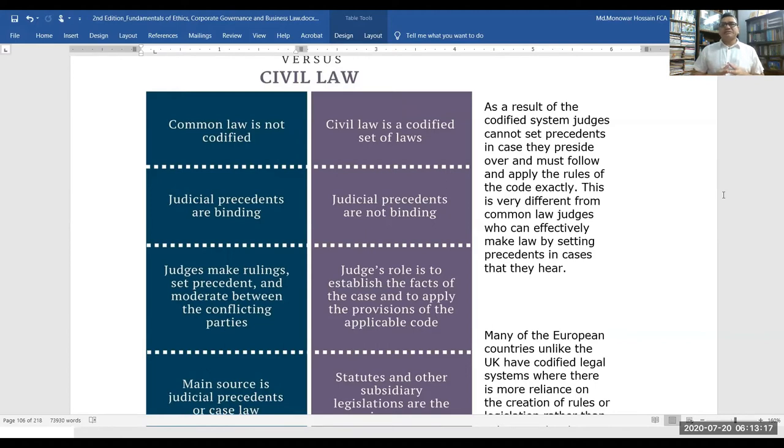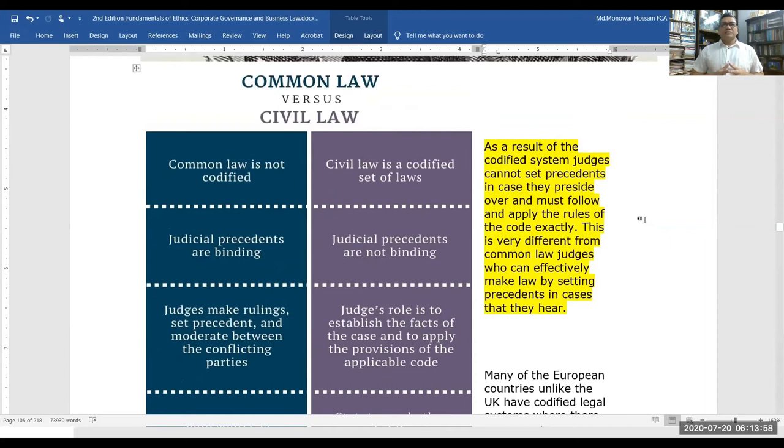As a result of the codified system, judges cannot set precedent in the cases they preside over. They must follow and apply the rules of the code exactly. This is very different from the common law judge, who can effectively make law by setting precedent in the cases that they hear. So judicial precedents are binding in common law, but judicial precedents are not binding in civil law. They make rules, set precedent, and moderate between the conflicting parties within the common law.